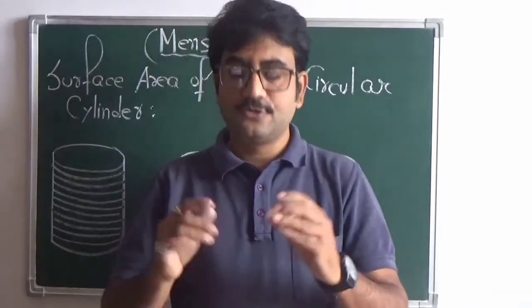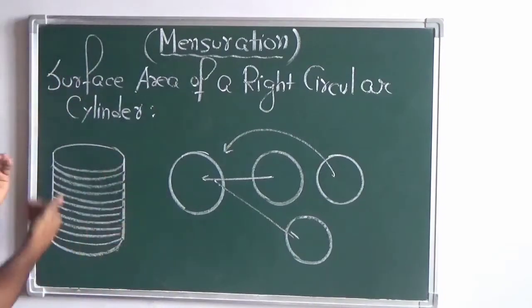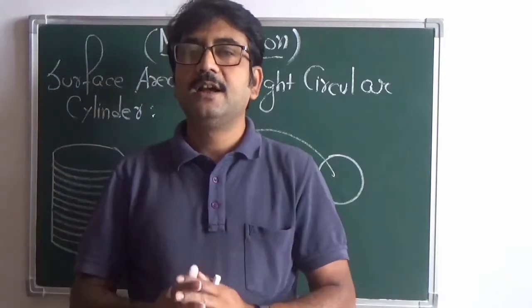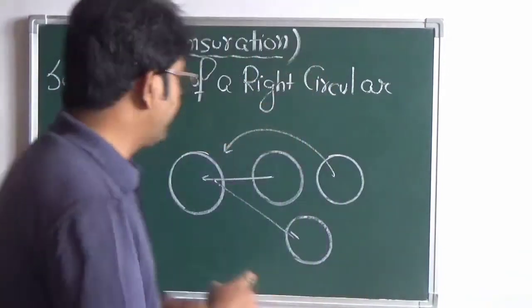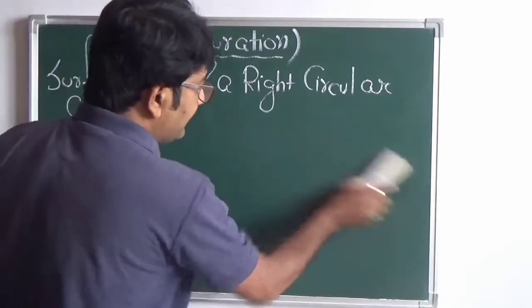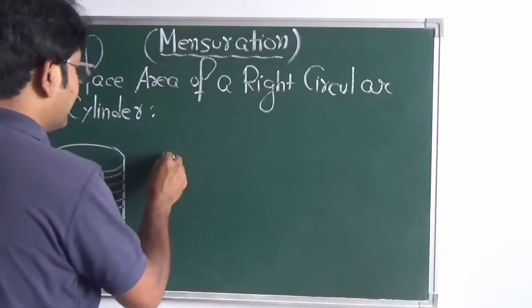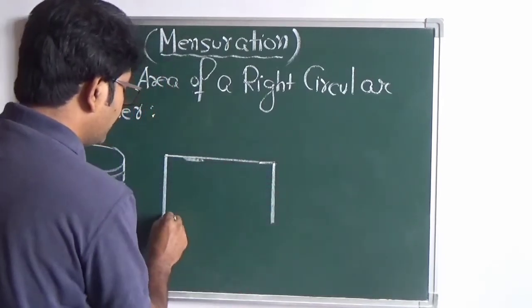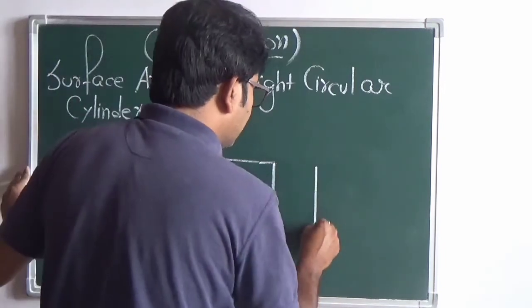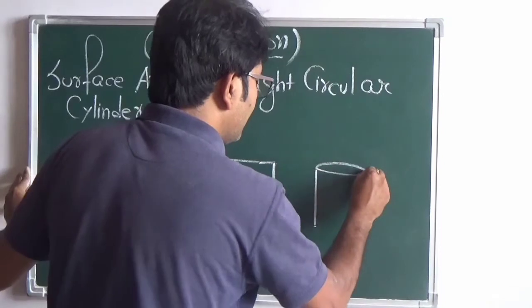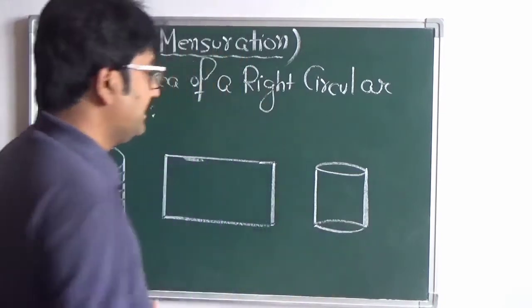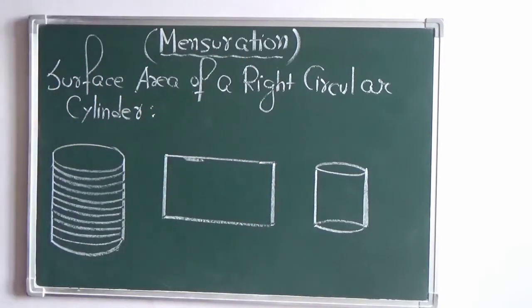Now supposing this cylinder is to be covered with a colored paper. Now how can you do it with a minimum amount of paper? So if you want to cover this cylinder with a colored paper, how can we do it? For example, we take a rectangular sheet of paper. This is the rectangular sheet of paper and this is your cylinder. Now see, we have to cover this cylinder with this rectangular sheet of paper and we need a minimum amount of paper to cover this.